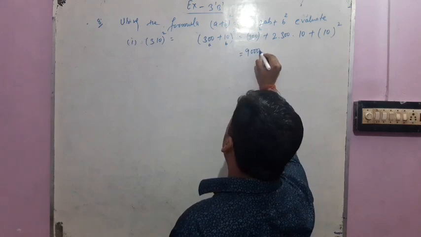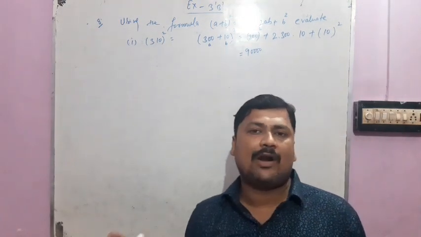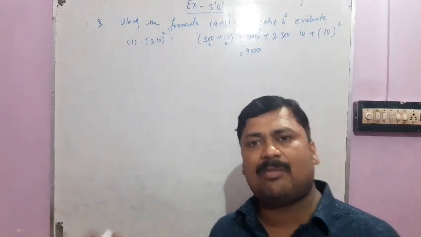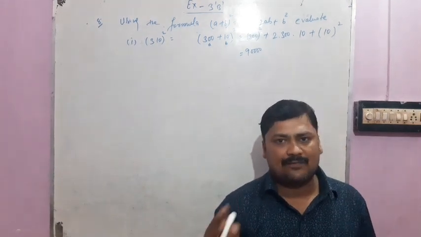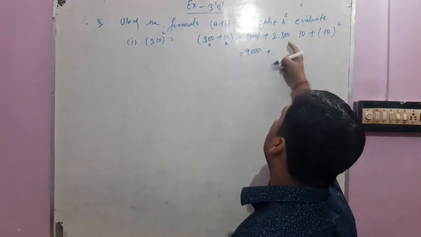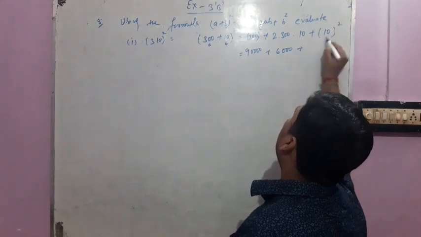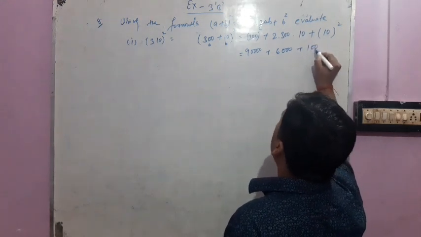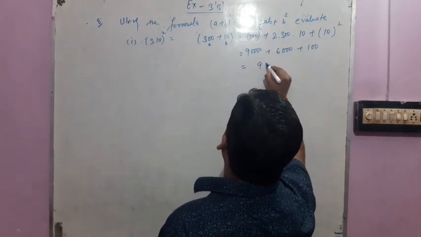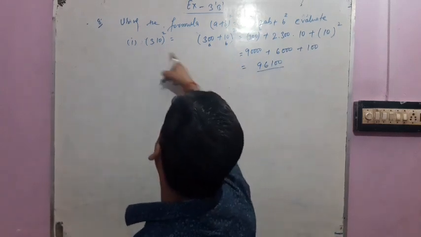If you are taking the square of 1 zero, then the result will be 2 zeros. If you are taking the square of 2 zeros, then the result will be 4 zeros. If you are taking the square of 3 zeros, it will be 6 zeros. Now 2 3s are 6, 1 is 6, and 3 zeros here. And the square of 10 is 100. So their sum is 96,100. That is the square of 310.